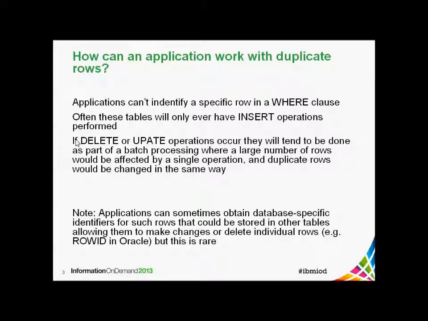So how can an application work with a table that's got duplicate rows? Because it can't identify a specific row in a where clause. You specify all the values, you'll find all the rows that have those values. And if you've got duplicate rows, sometimes there's more than one. And really, again, these tables tend to be focused on the audit use case.